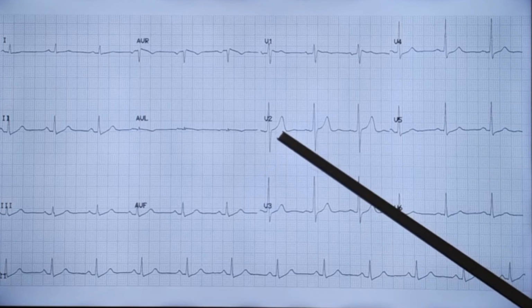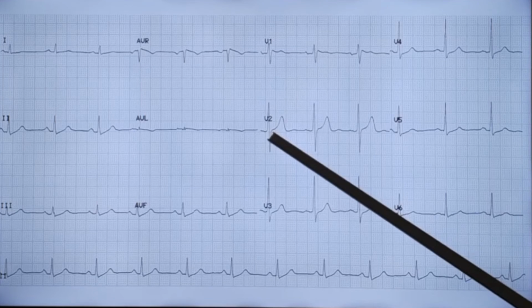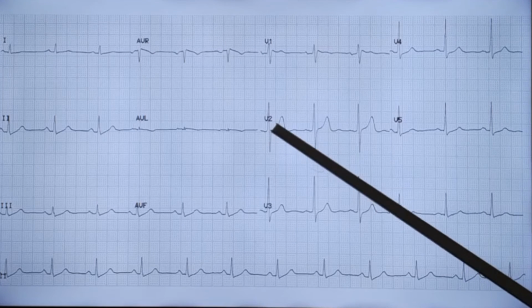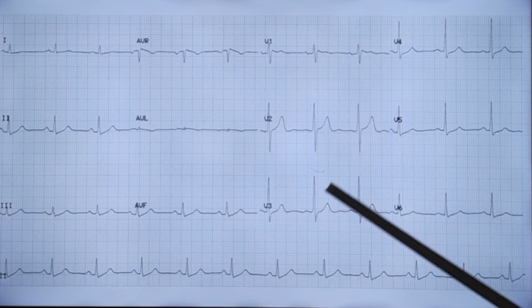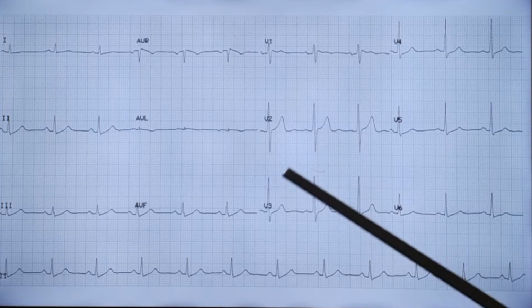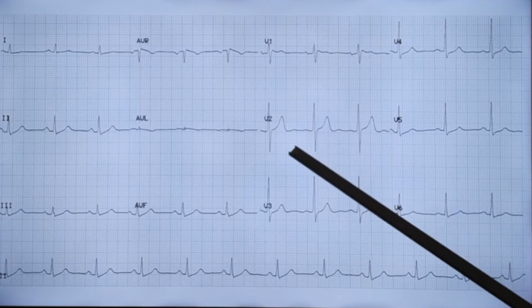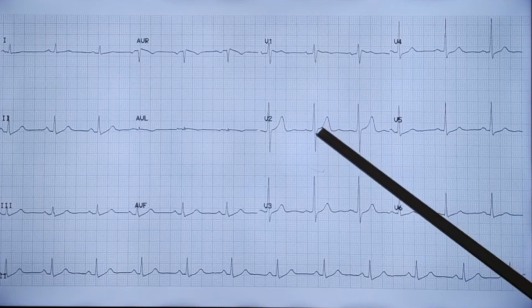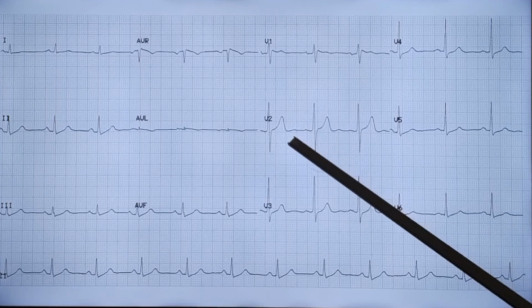Here you can see a little ST elevation, about 1 millimeter, which is concave upwards. Such ST elevation in V1, V2, V3, all those leads, minimal ST elevation can be normally present. This is not an abnormal ST elevation. This is a normal variant ST elevation in anterior leads.